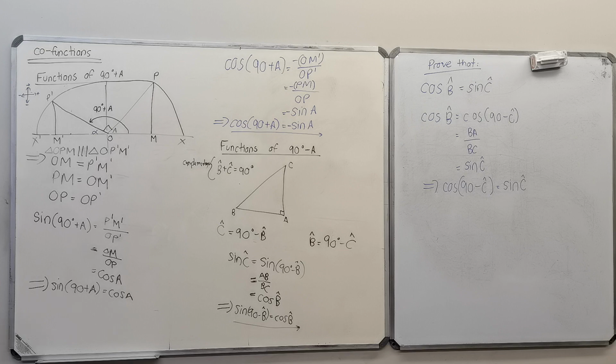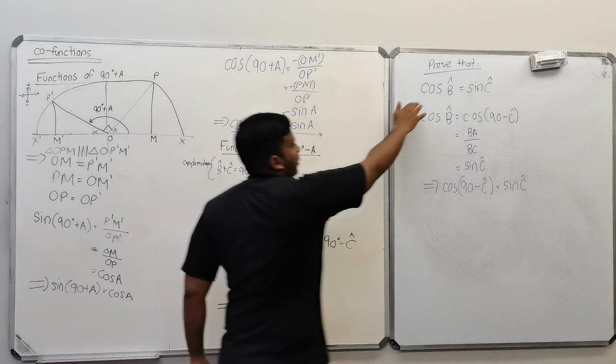What are the example problems? These proofs, these identities, the examples aren't so bad. If you don't see it, you just move on. So it's the proof that cos B is equal to sin C. You just say cos B is equal to cos of 90 minus C. So this was the question, right?